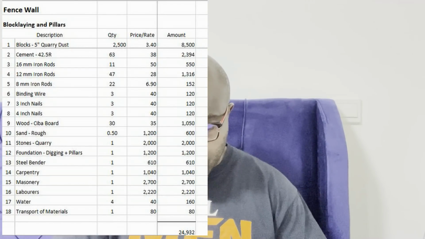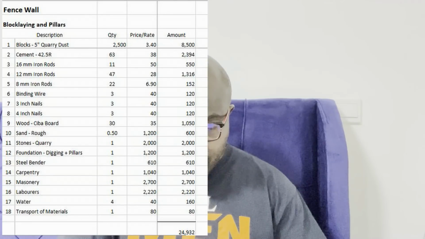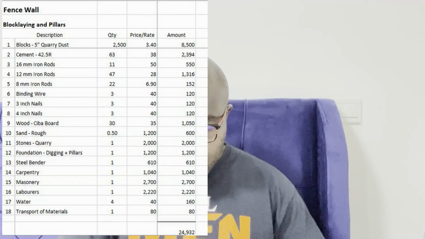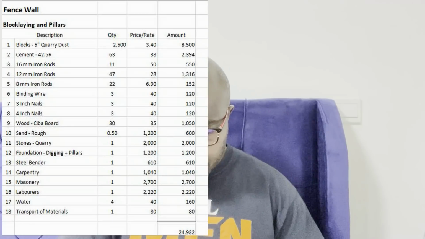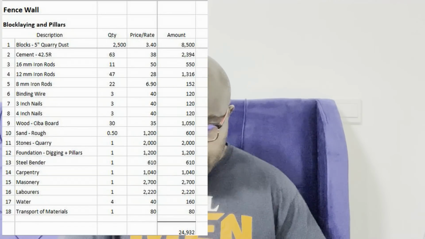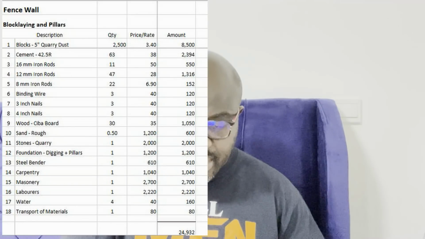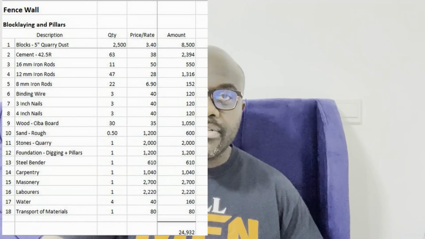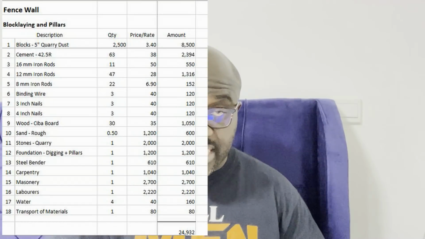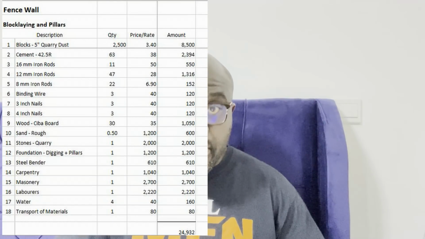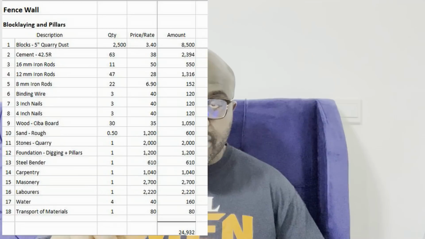If you look at your sheet, I've got it separated into two halves. The first half is really the materials: the block work, which was 5-inch quarry dust blocks for the fence wall, the iron rods, the steel bender that we use, the masonry. Again, we've got all the prices there, the carpentry, the materials, rough sand, quarry, and there are formulas in there which account for the transfer of materials from the other stages because there were leftovers, transport of materials, and all in all, that came to 24,932 Ghana cedis for that stage.